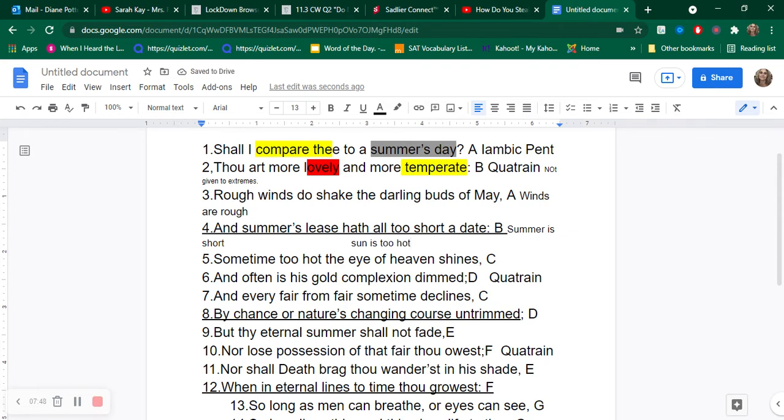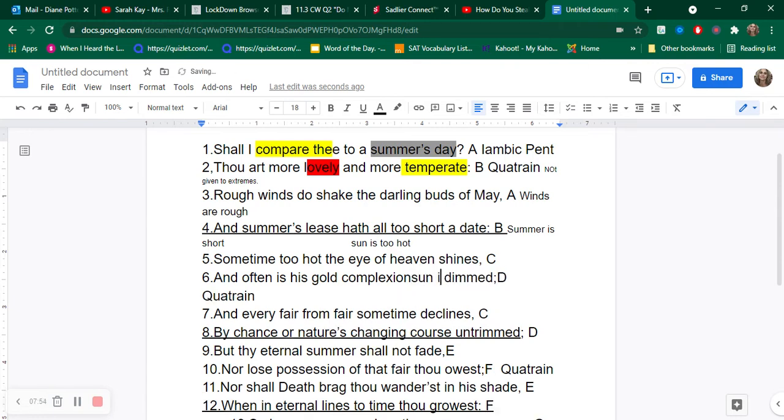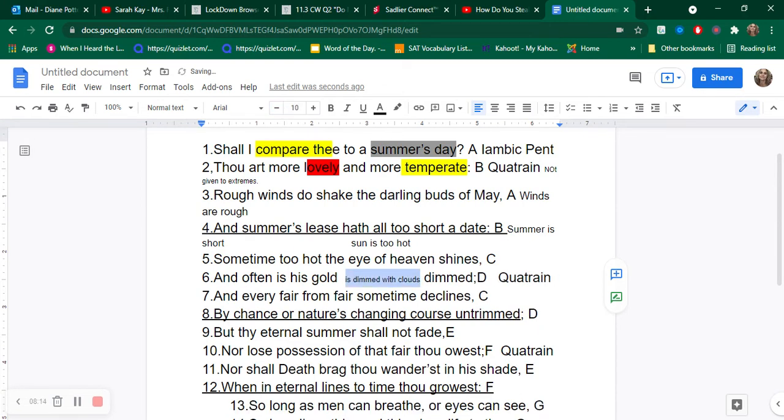It's often its gold complexion dimmed, and sometimes the sun is dimmed with clouds. Sometimes the sun is dimmed with cloud. I'm going to make that very small. Okay.